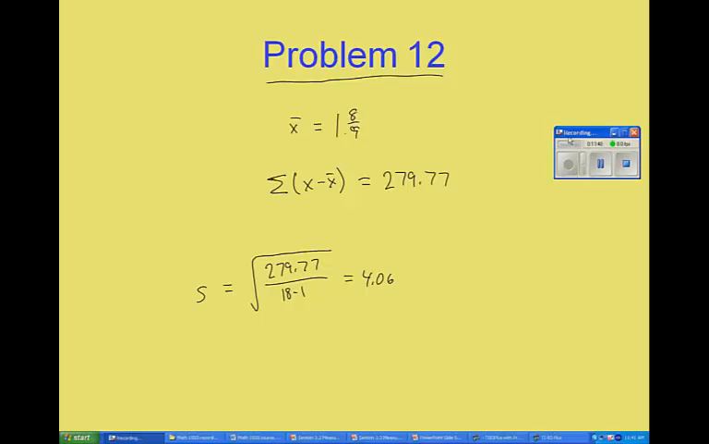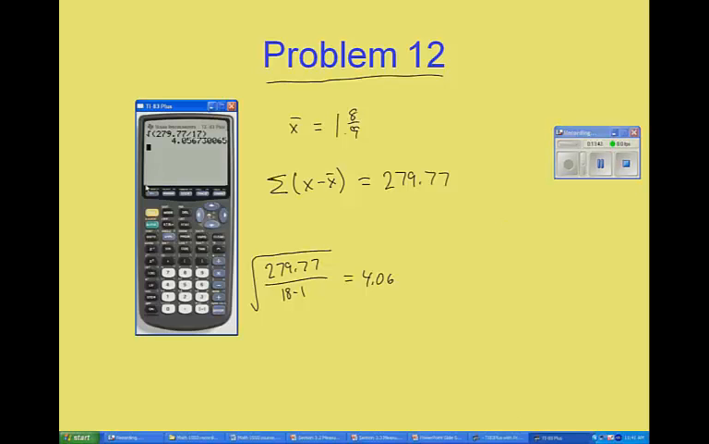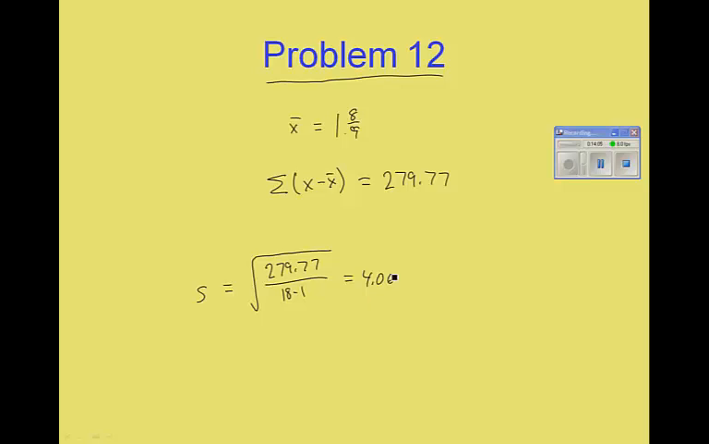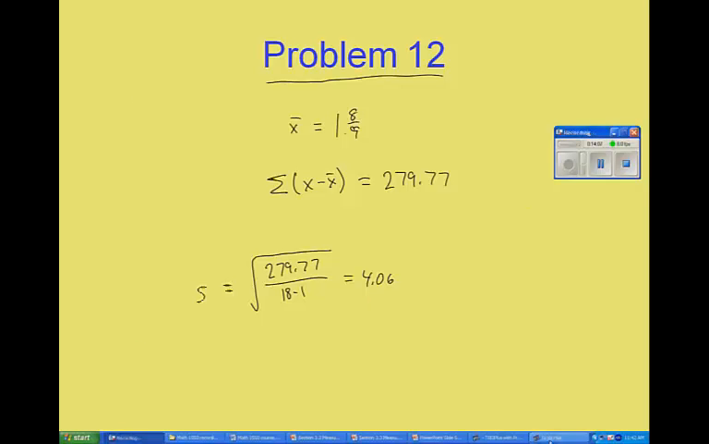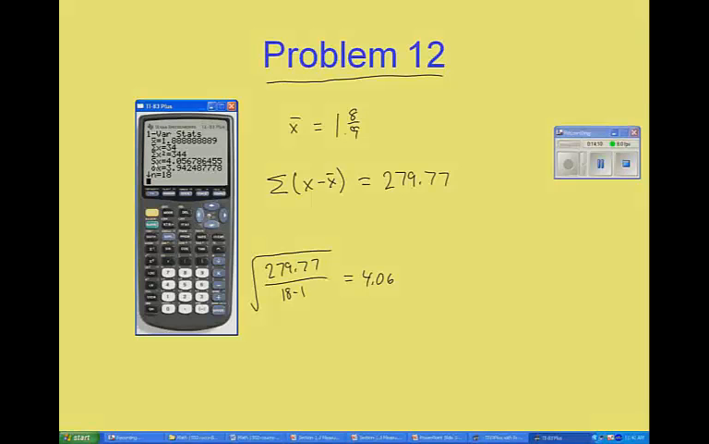Now, did any of you guys notice this? Here. Let me do this again. Let me hit the stat key. Calculate. One variable statistics. And let me do list 1 again. That's where my data was stored. Okay. Hey, you guys see that number? 4.06? Where is it? Sx. So when you do one variable stats on a list, it gives you the standard deviation.